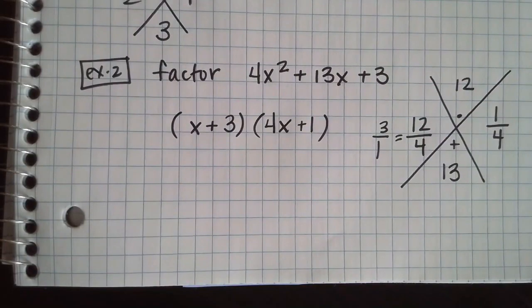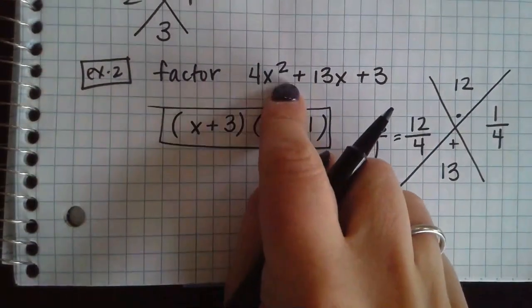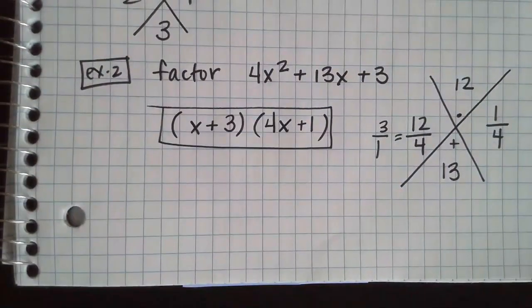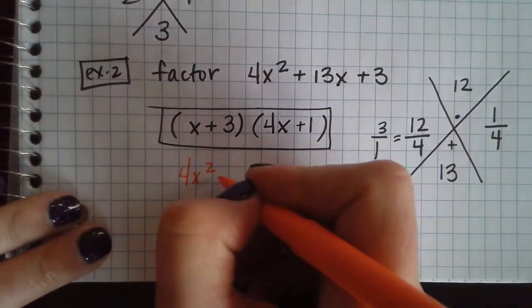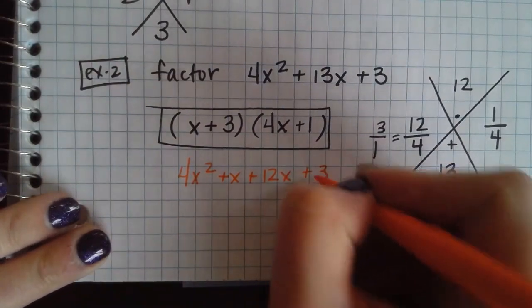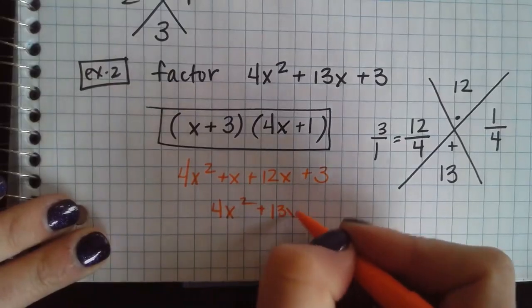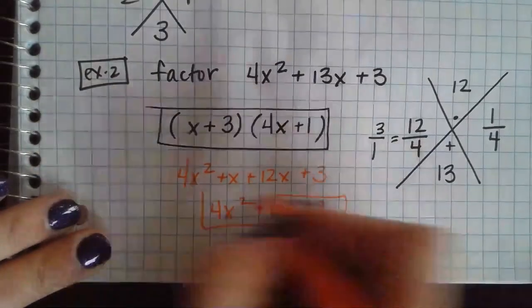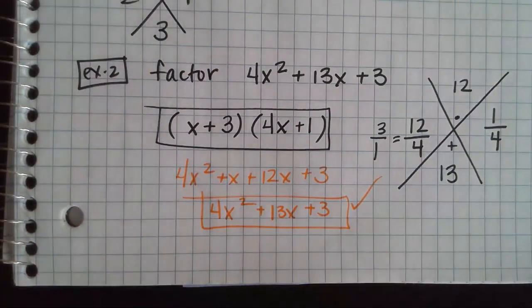How can we check our work? FOIL, right? If we FOIL this, we should end up with what we started with. So let's just do it. I'm not going to do this every time, but let's just do it. 4x squared plus x plus 12x plus 3, which does give us 4x squared plus 13x plus 3. So check. Okay. Let's do another one.